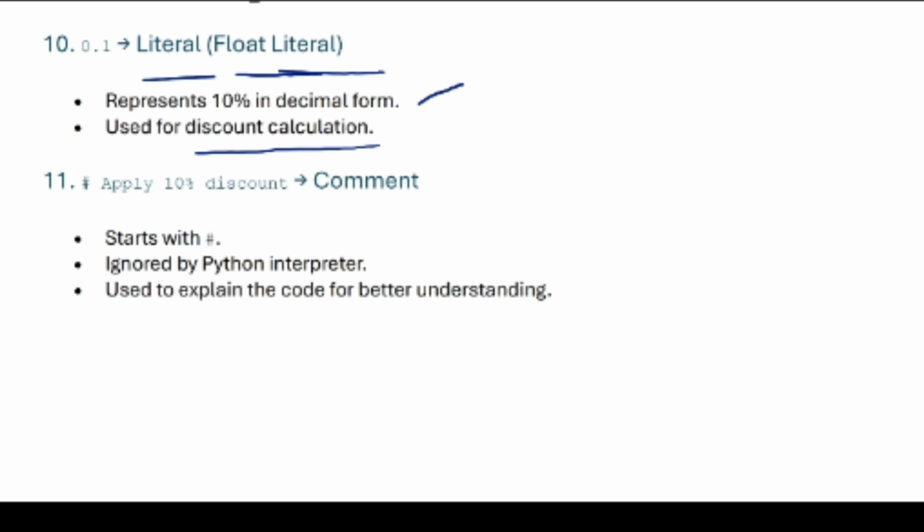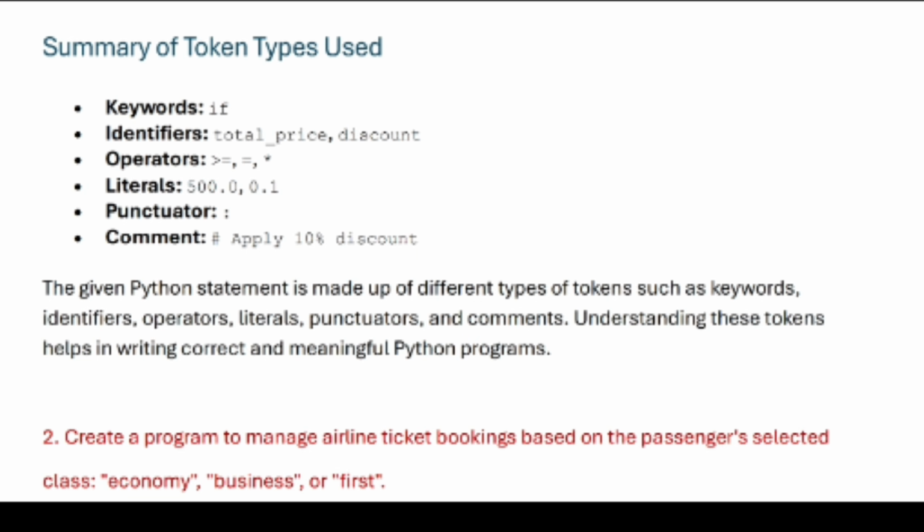And again, they have given "# apply 10% discount", which is a comment. It starts with a hash and is ignored by the Python interpreter. It is used to explain the code for better understanding. For your understanding, here is a summary of the token types. Keyword: if. Identifiers: total_price and discount. Operators: greater than or equal to, assignment, and multiplication. Literals: 500 and 0.1. Punctuator: the colon. And the comment: apply 10% discount.